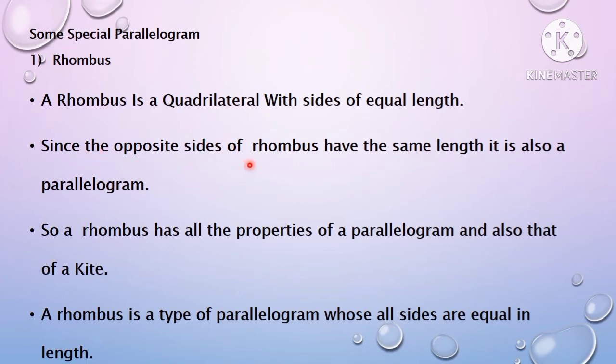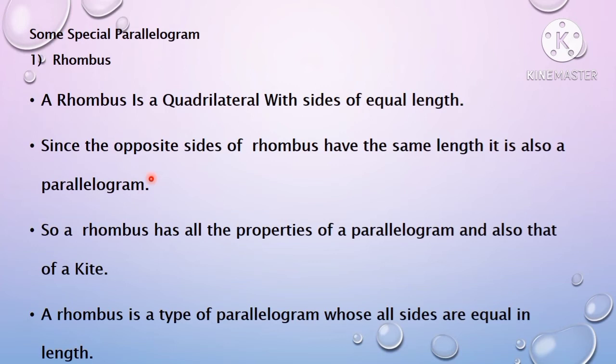So what is the first point? The shape of a rhombus has all sides of equal length. And like the parallelogram, do you remember one property of a parallelogram? Opposite sides of a parallelogram are equal in length. In the same way for a rhombus, opposite sides are of the same length.